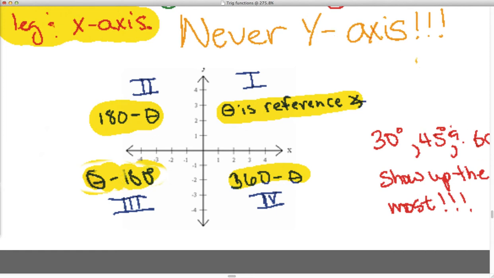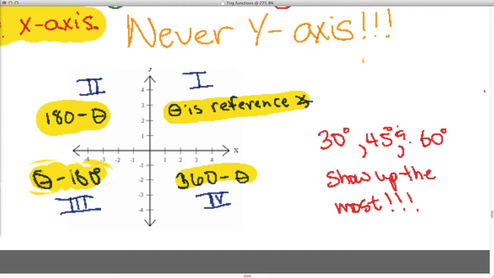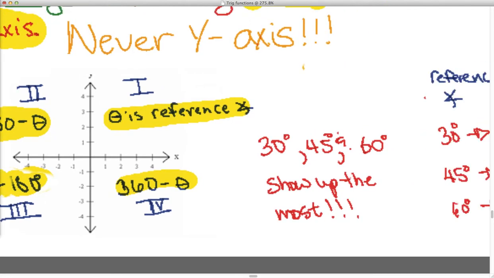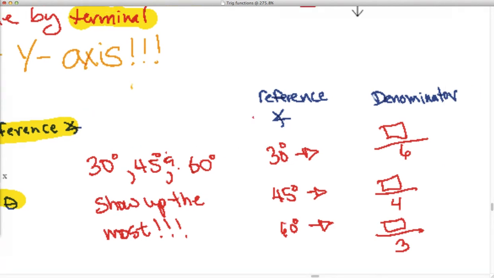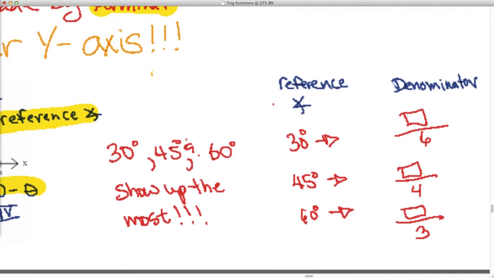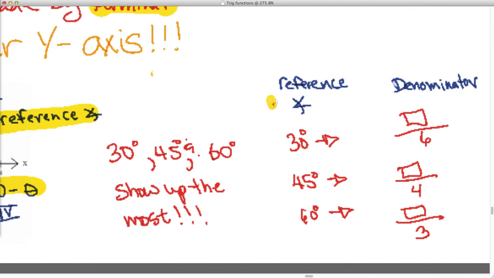There are certain angles that show up in each quadrant frequently when we're dealing with trig: 30, 45, and 60. If you want to save some time, remember that whenever we have these reference angles, the denominators are fixed no matter what quadrant we're in. If it's 30, the denominator will always be 6. If the reference angle is 45, the denominator is always 4. And if it's 60, the denominator is always 3.